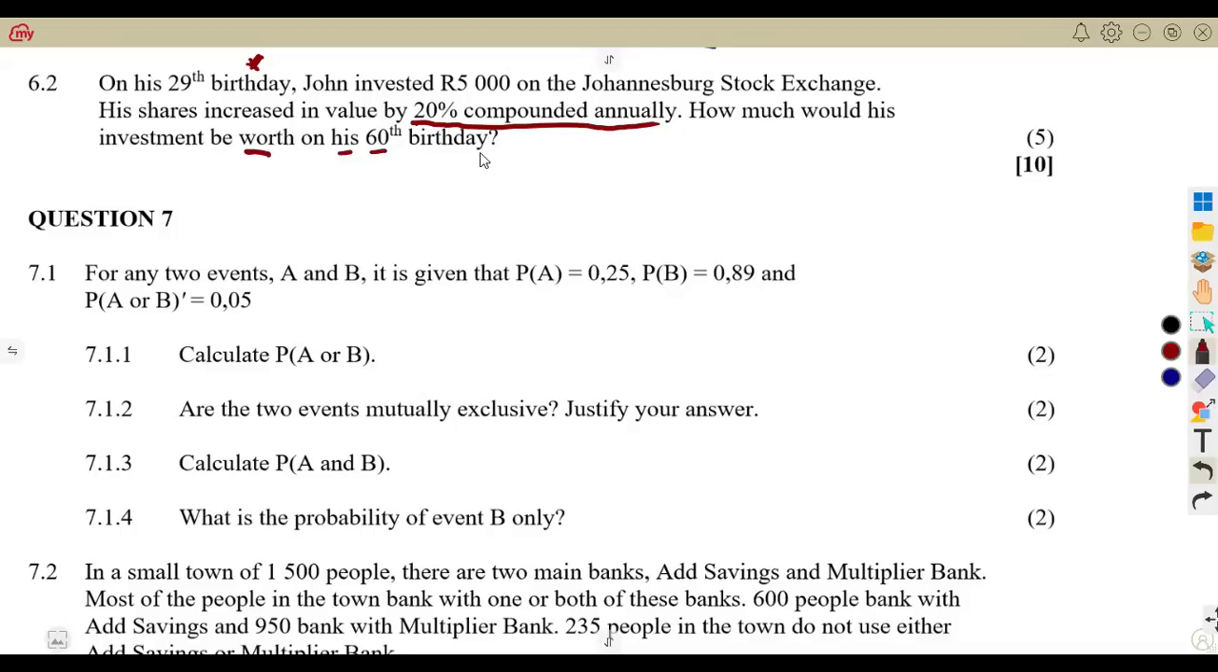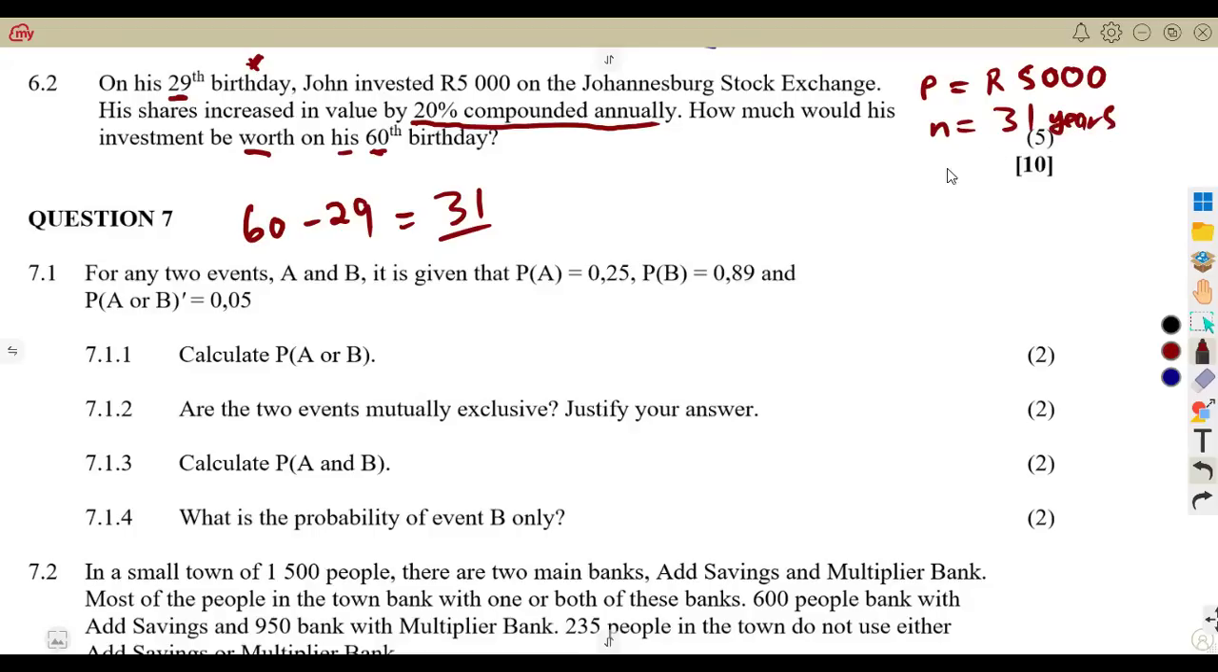So the question is, he invested 5,000. That is the principal amount, 5,000 invested. On his 29th birthday up to the 60th birthday, what is the number of years to be counted? That's 60 minus 29. Remember, if you talk of birthdays, these are years. So the difference there, those are the years that are going to be taken. So 31 years. We're talking of n being 31 years.